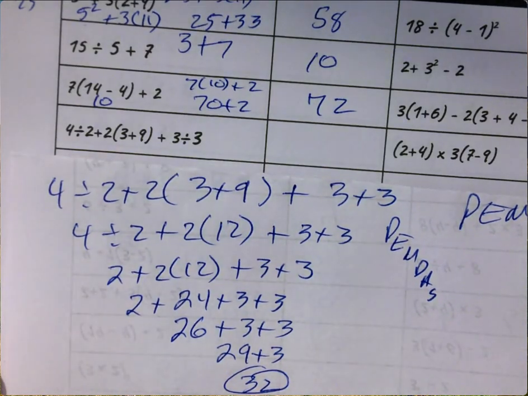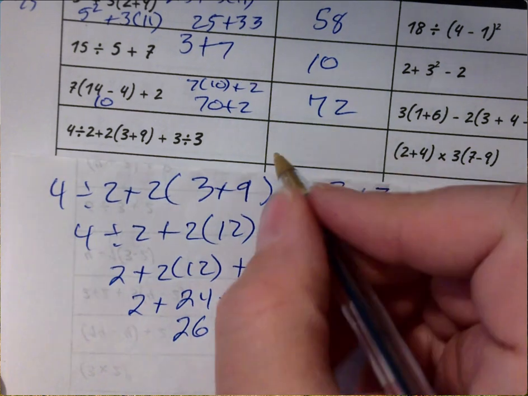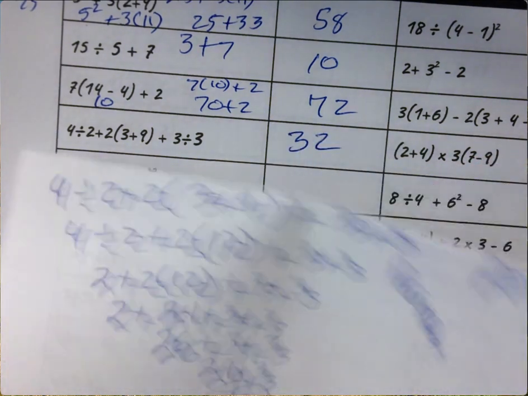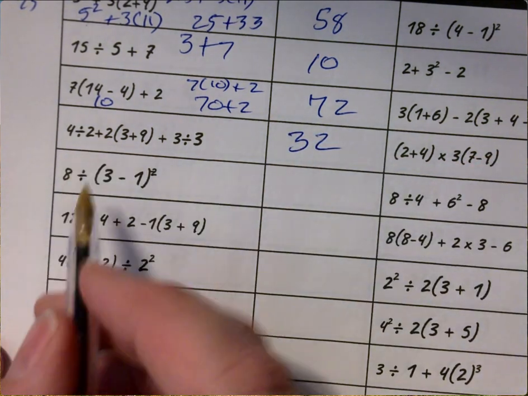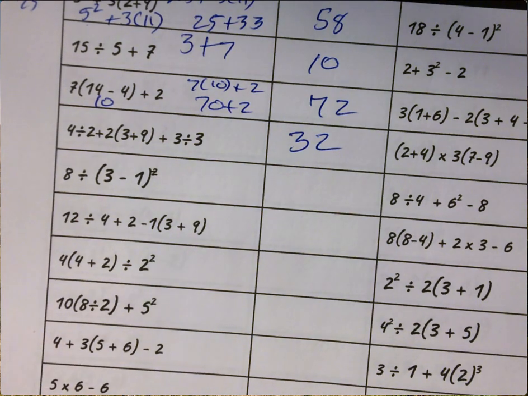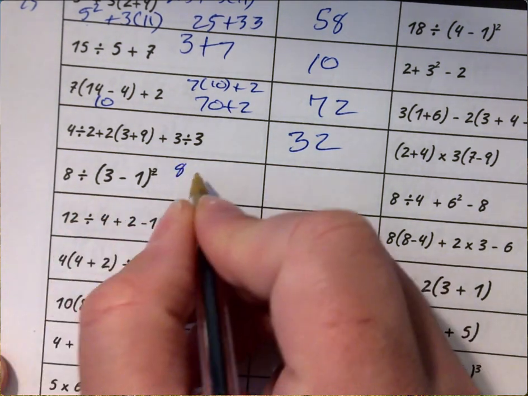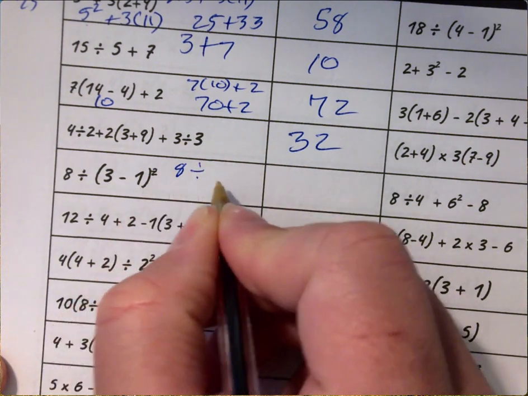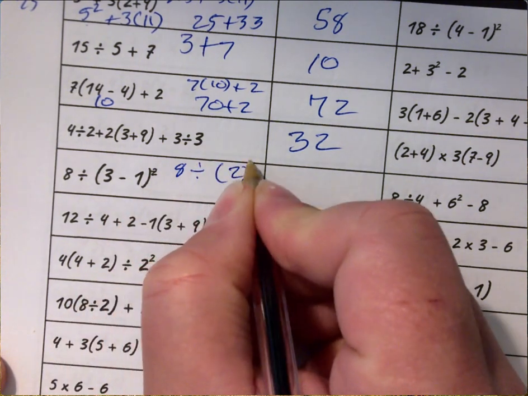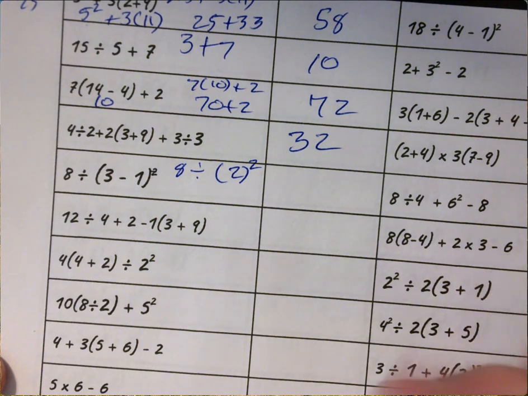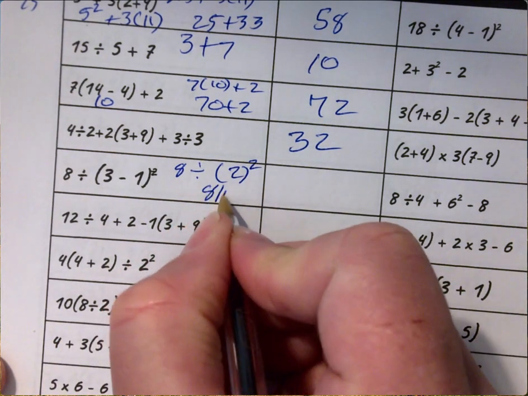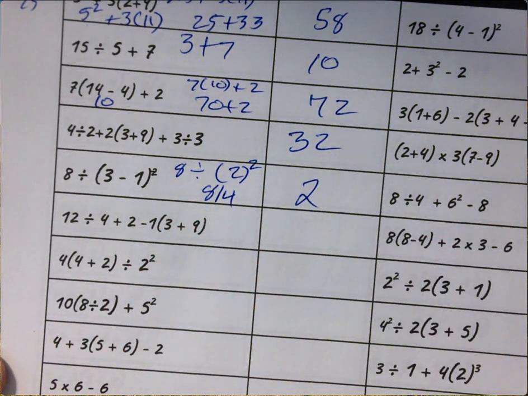I'll slow down so you can look at all the fine work we did. If you want to pause the video, here's a good chance. So now I'm going to write 32 here and move on to the next problem. Now we've got 8 divided by 3 minus 1 squared. Well, 3 minus 1 is 2. 2 squared is 2 times 2, which is 4. So you have 8 divided by 4, or 2.